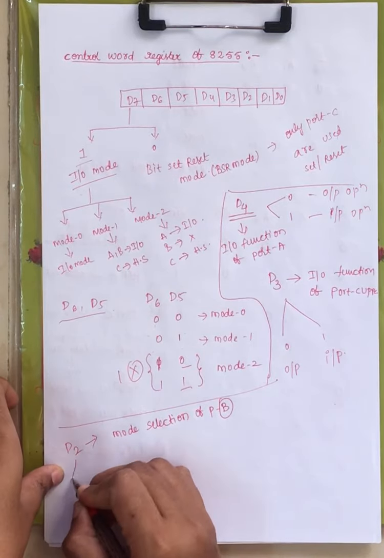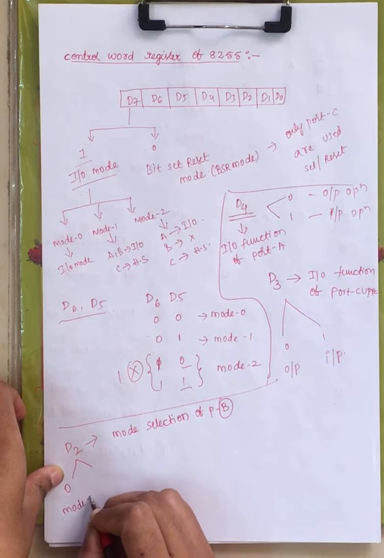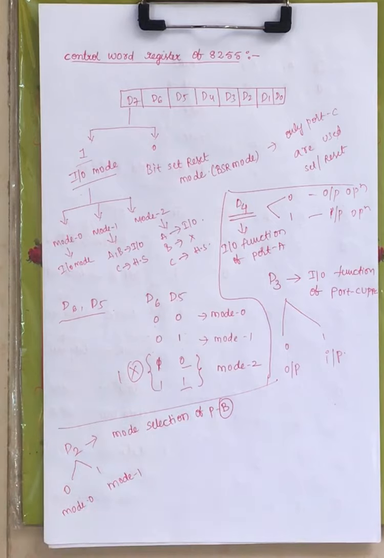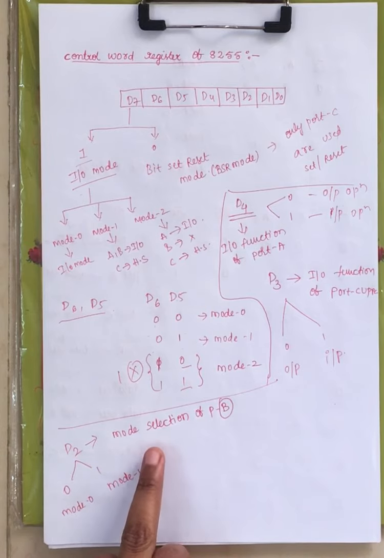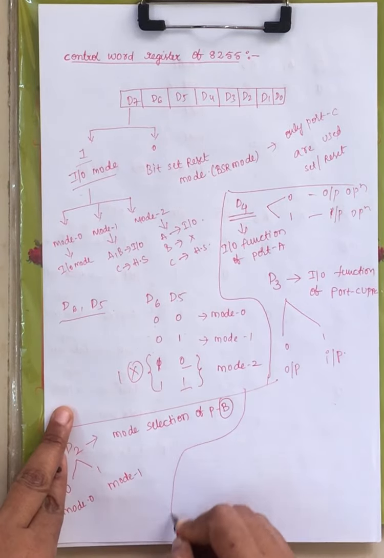Now when it is 0, port B is operating under mode 0. When it is 1, port B is operating under mode 1. Under mode 2, port B doesn't function either for input or for output. Now this D2 is indicating the mode selection of port B. For 0, port B is operating under mode 0. For 1, port B is operating under mode 1. Now this is about the D2 bit.